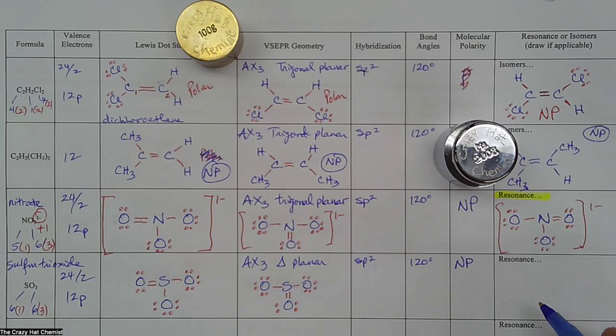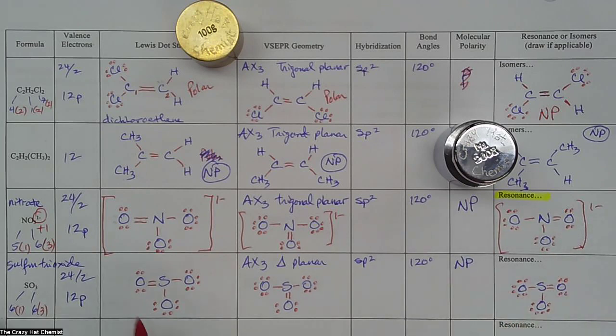Okay. Next one and last one is the sulfur here. And this time we're going to have that double bond on the right-hand side and single bonds in the other two locations. When you have a single bonded oxygen, there will be 3 sets of lone pairs of electrons. When that's a double bonded oxygen, 2 sets of lone pairs of electrons.